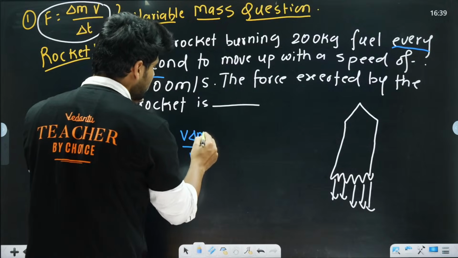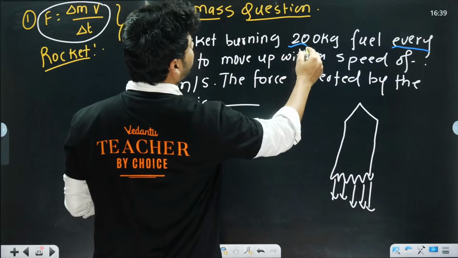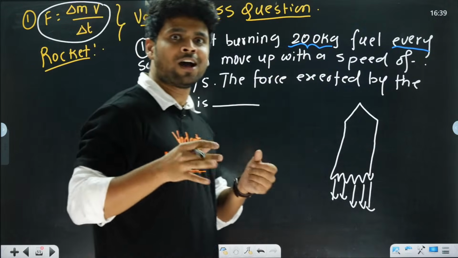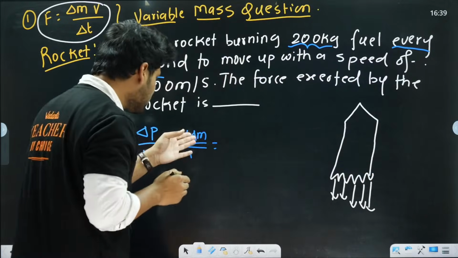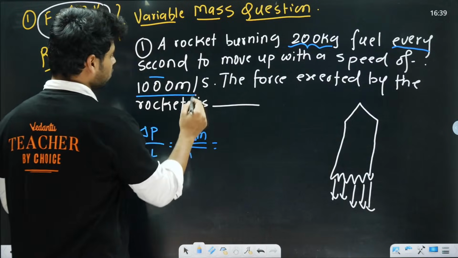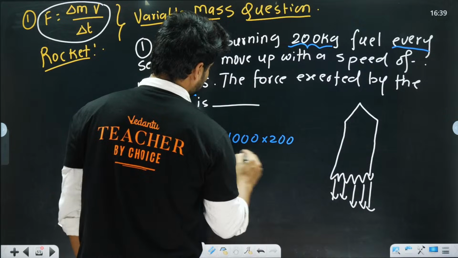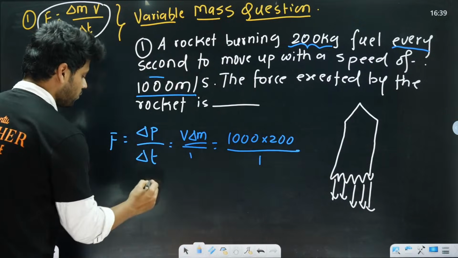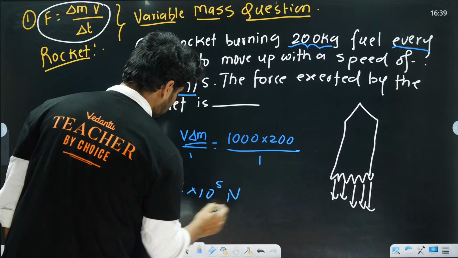So what is delta m? Every second 200 kg is burning, so the change in mass is 200 kg per second. Speed is 1000 meters per second. So it is 1000 multiplied by 200 divided by 1. So the force exerted by the rocket is 2 into 10 to the power 5 Newton.